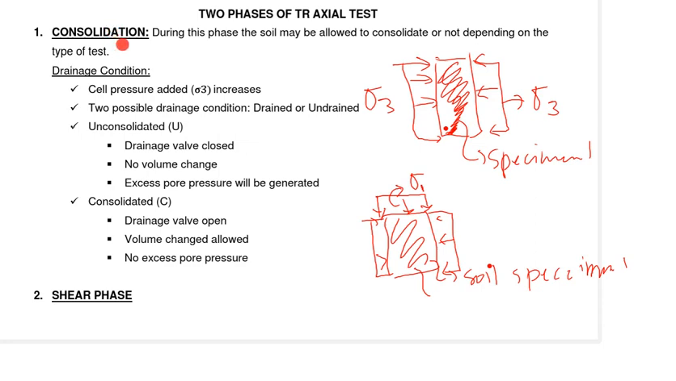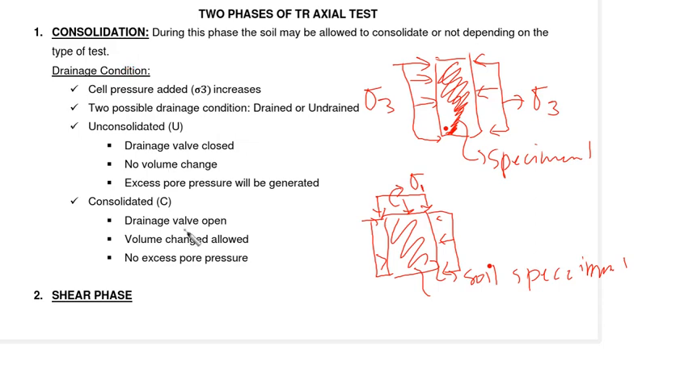Since the specimen is also saturated at the start of our consolidation phase, there can be no change in volume of our specimen. And when the valve is closed, we have no excess pore pressure generated during the consolidation phase.